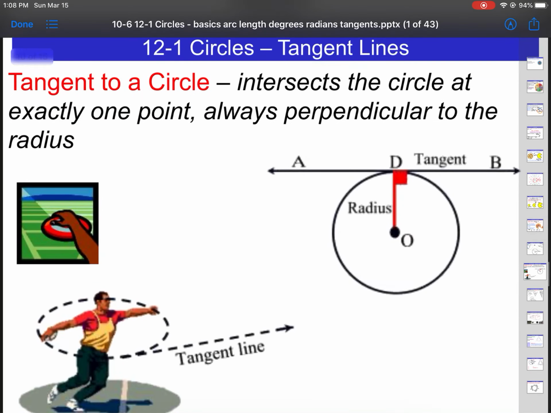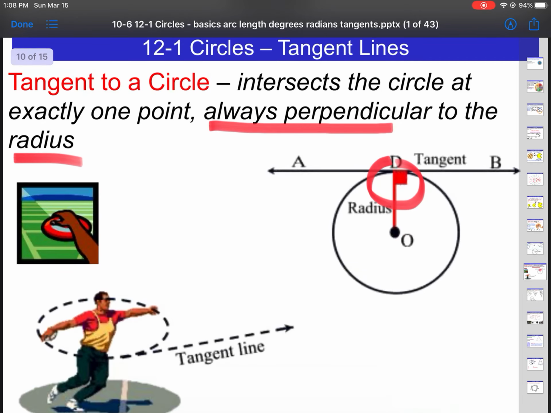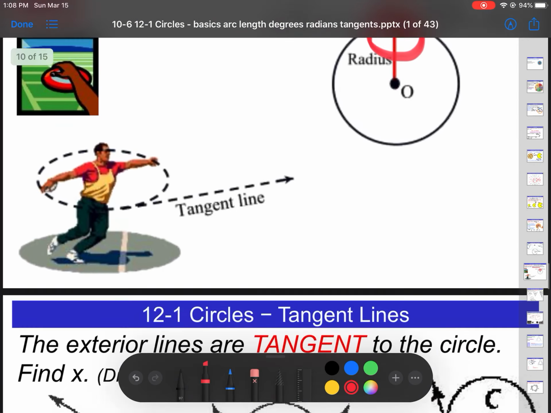Okay. All right, so tangent lines, I don't think we talked too much about this. Tangent lines intersect the circle at exactly 1 point, and they're always perpendicular to the radius. That's pretty important. So always perpendicular to the radius. So right here. So we're going to use that fact.